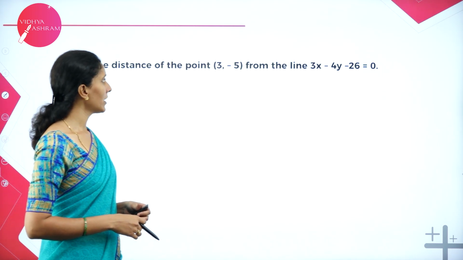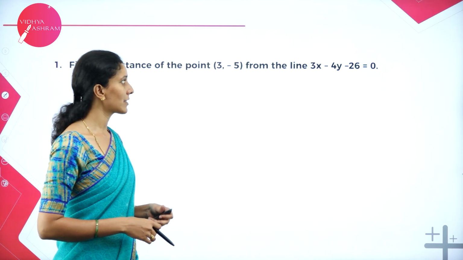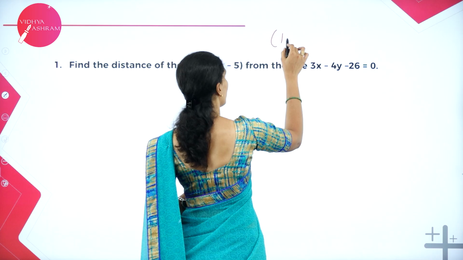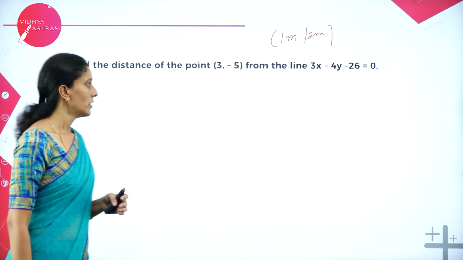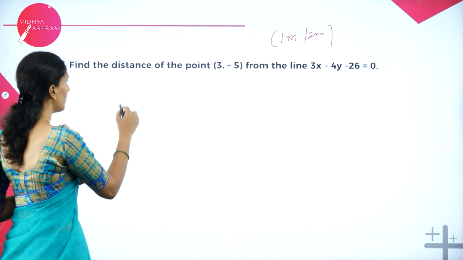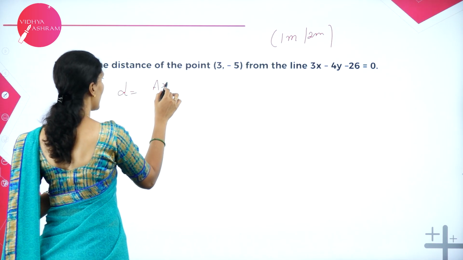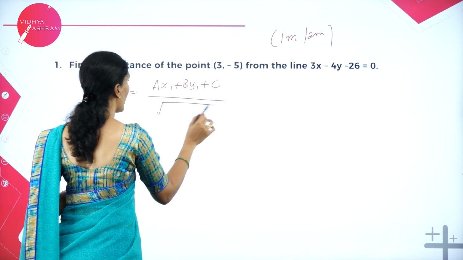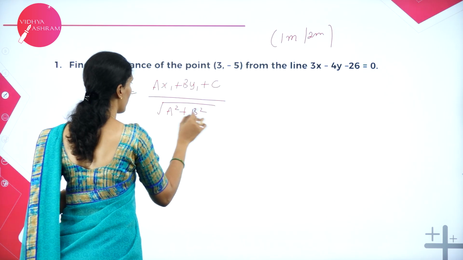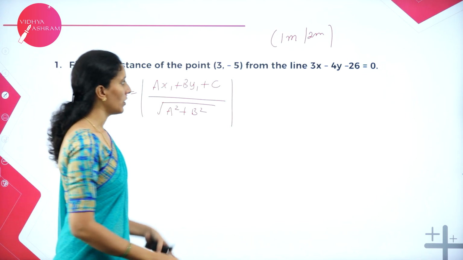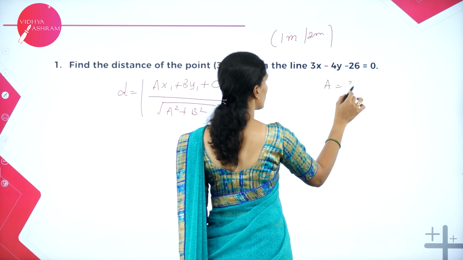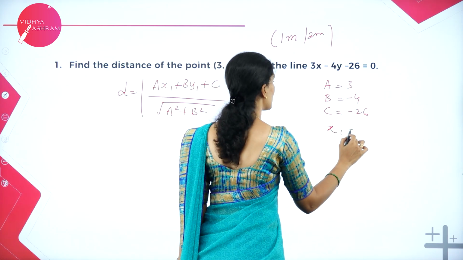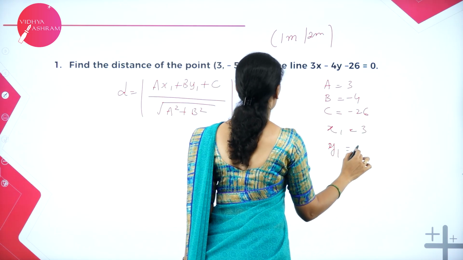Find the distance of the point (3, minus 5) from the line 3x minus 4y minus 26 is equal to 0. So all these questions carry 1 mark or 2 marks. Now we know the formula. What is the formula? D is equal to modulus of ax1 plus by1 plus c divided by square root of a square plus b square. List out all the values. See the equation. A is 3, b is minus 4, c is minus 26. x1 is 3, y1 is minus 5.